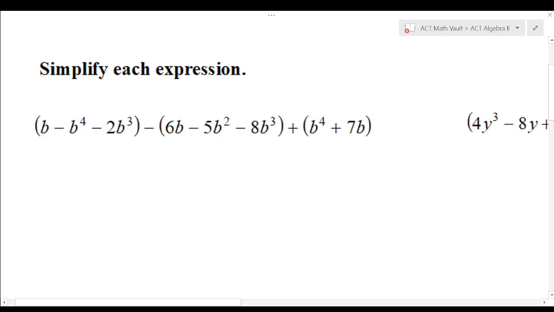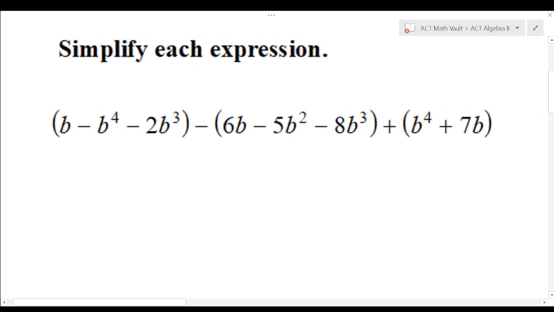You cannot combine terms, like see all these B's here. You can't combine terms unless the term ends in the same way. So like a B to the fourth and a B to the third can actually not be combined.